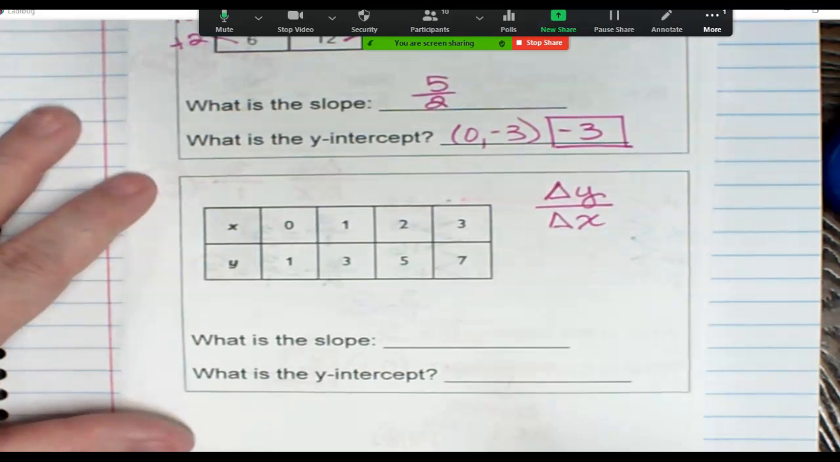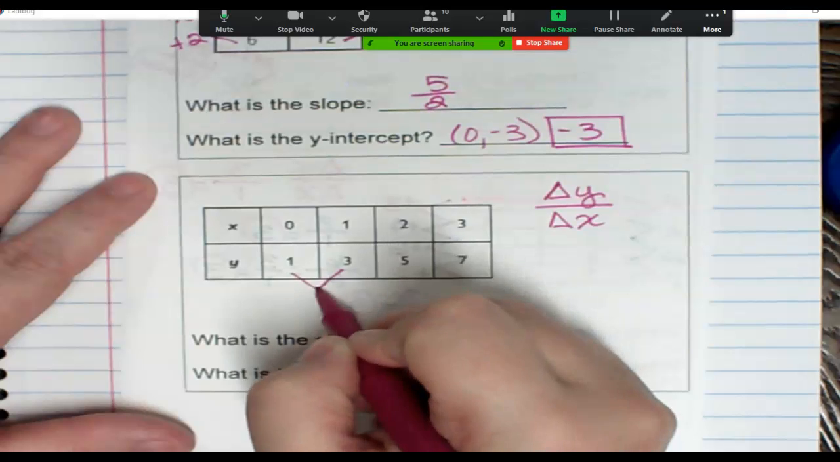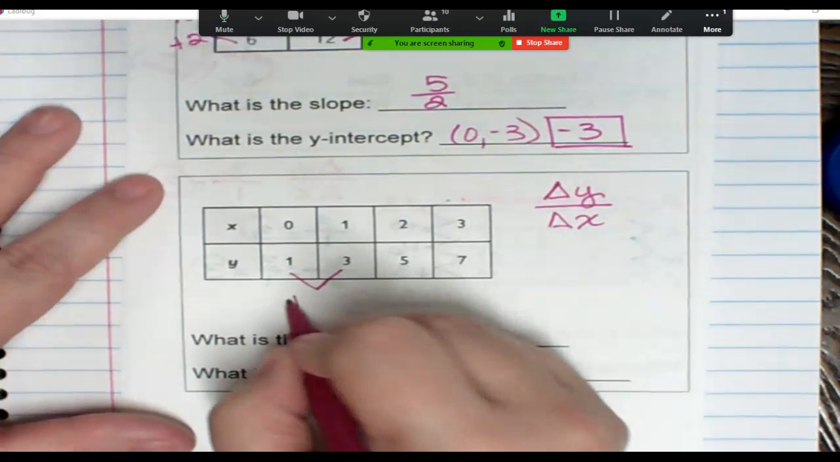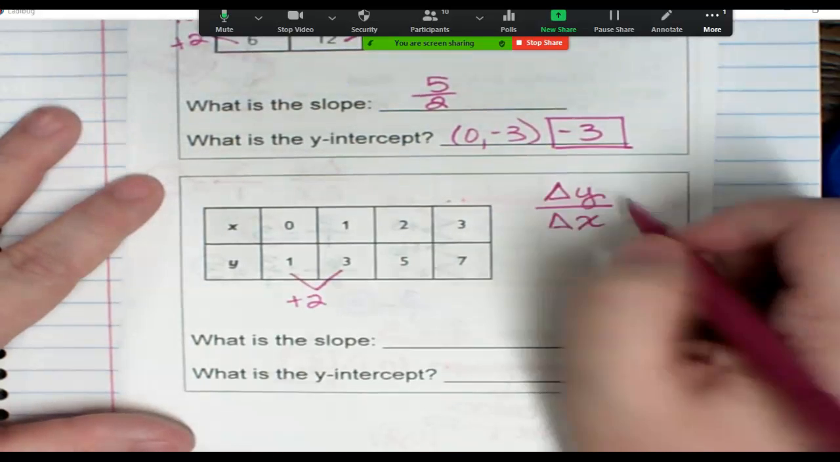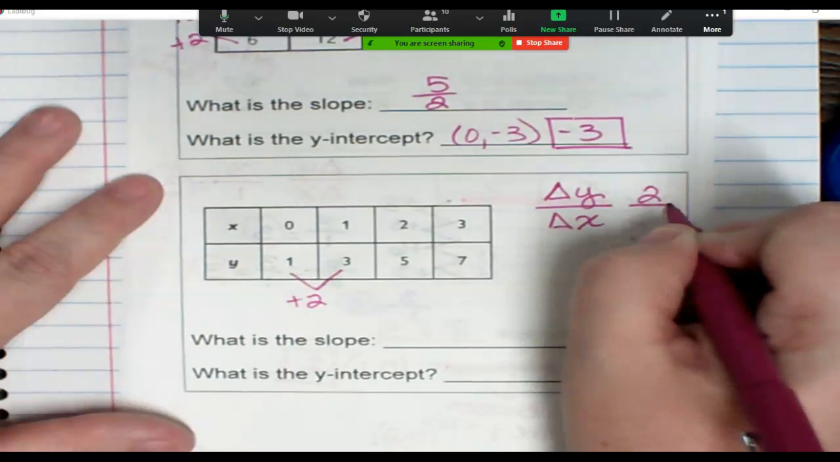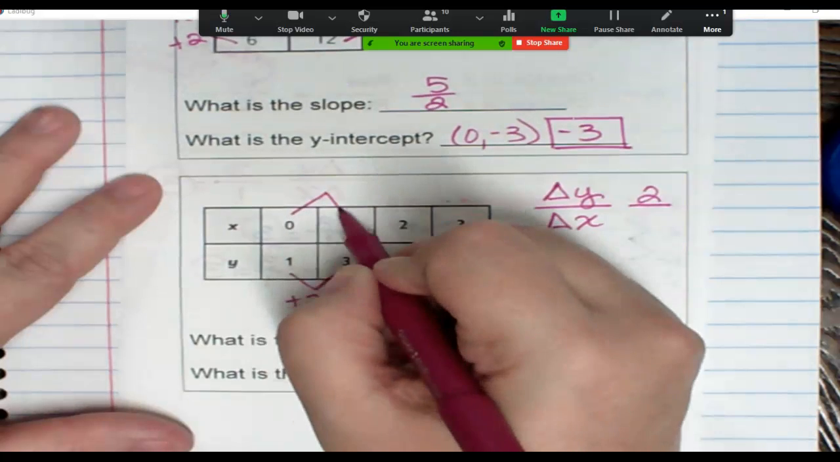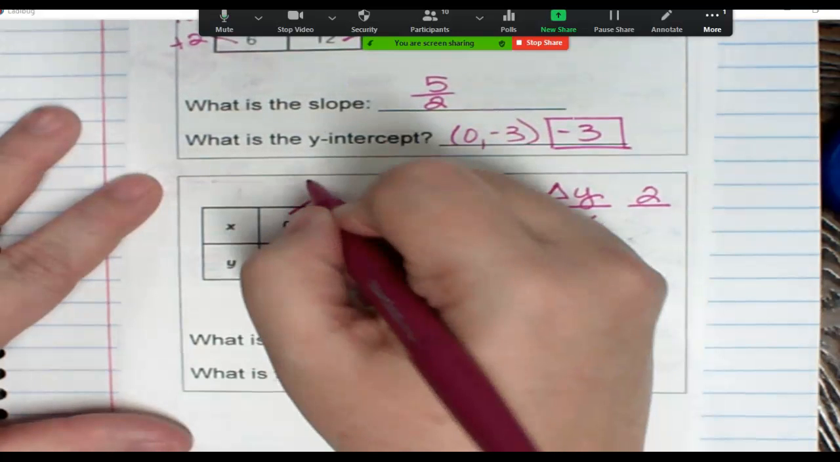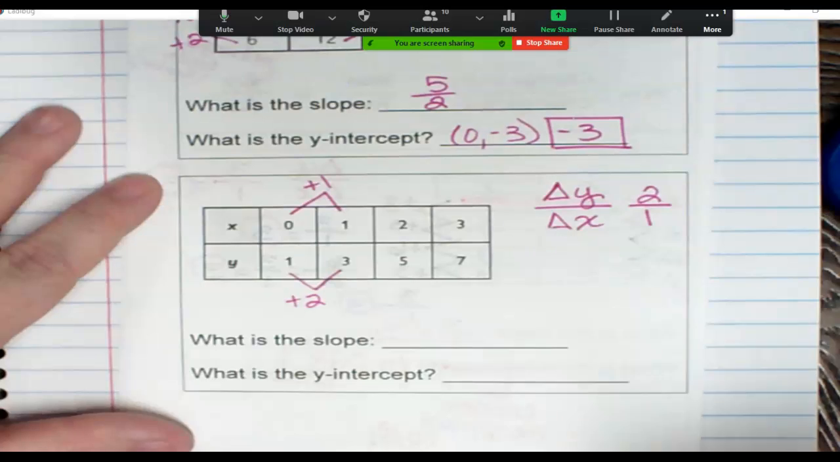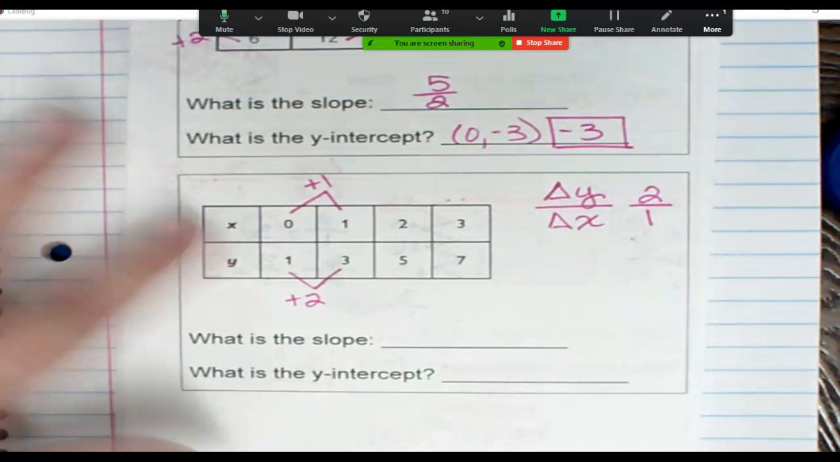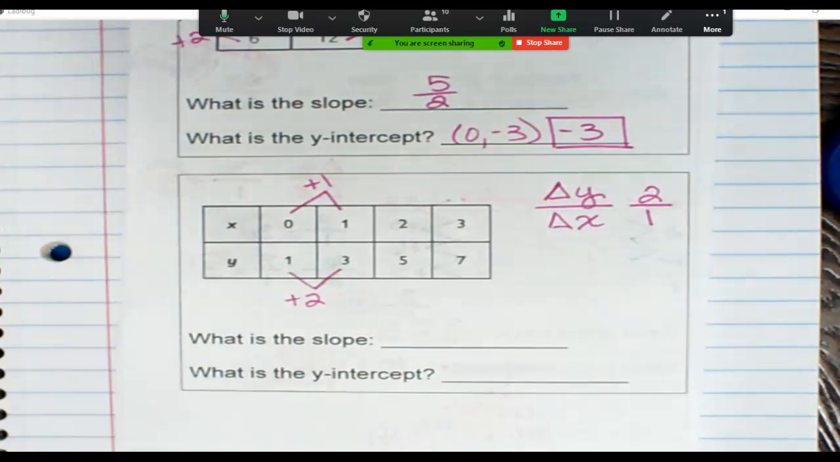So how are my y values changing from 1 to 3? +2. So my y value is a +2. How is it changing from 0 to 1? +1. 2 over 1. Could one of those values have been going down so it would be a subtraction number instead of an addition? Absolutely. That would just mean that I would have a negative slope.